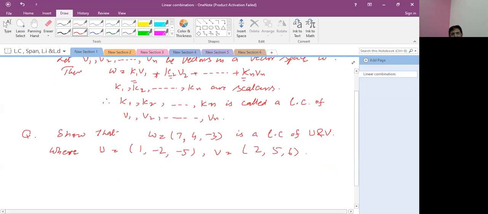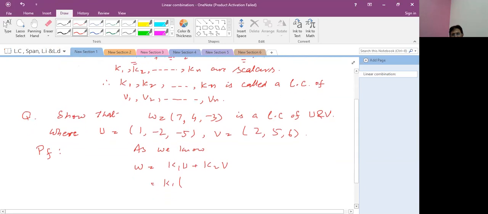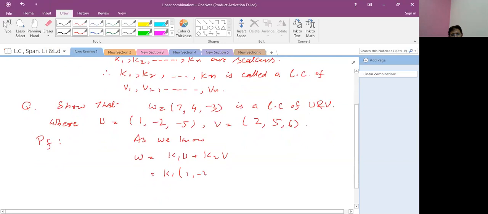According to the definition, we will prove that. So first we write, as we know, the vector equation W equals K1 U plus K2 V. K1 and K2 are unknown, we will find them. U is 1, minus 2, minus 5, plus K2 times 2, 5, 6, and the value of W is 7, 4, minus 3.